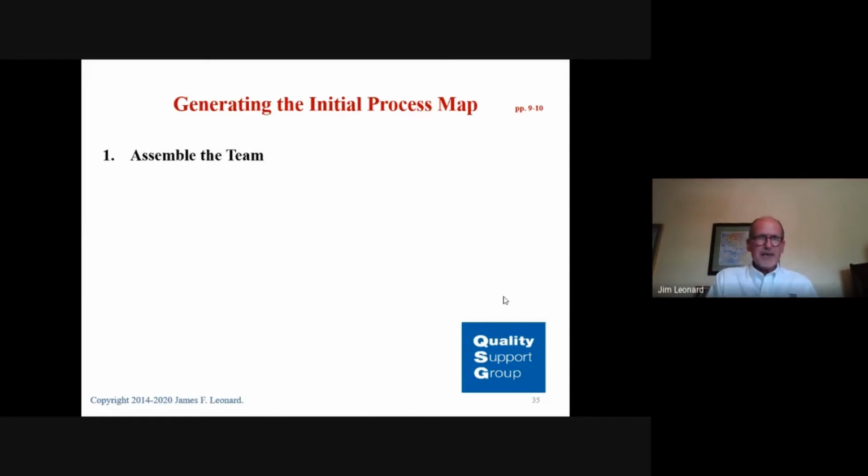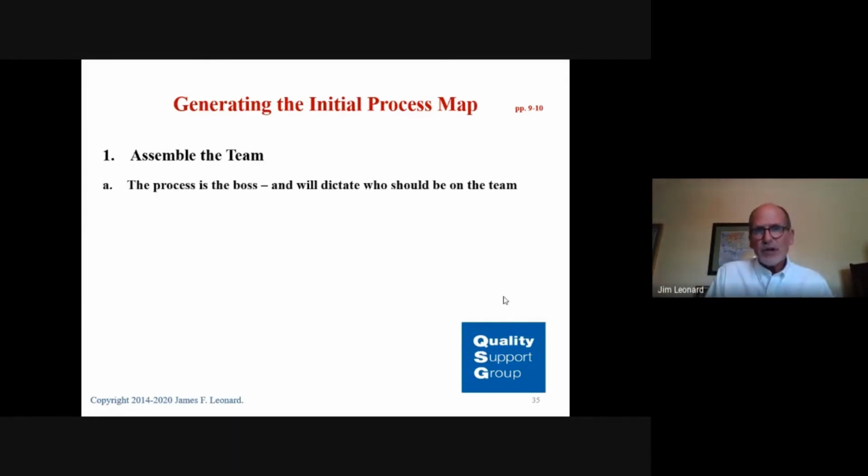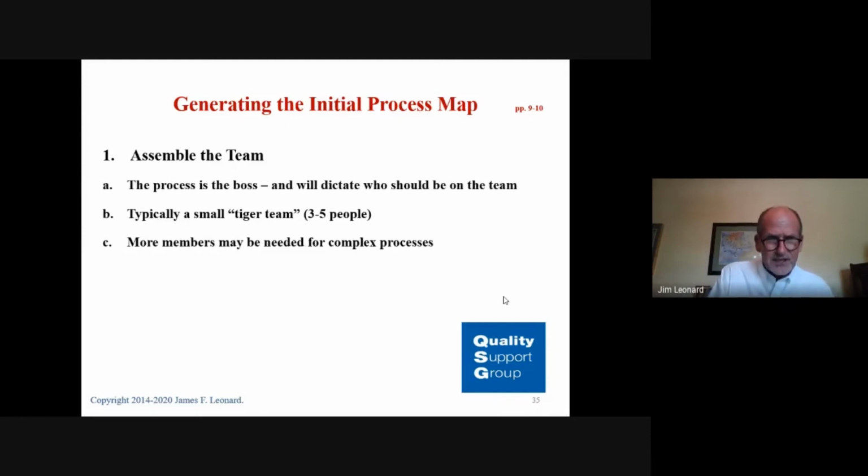First, we assemble the team. Who should be on the team? The process is the boss. The process will dictate who should be represented on that team. This is typically a small tiger team, although if I am in a broader process improvement project, maybe more complex processes, I'll need more members. We want to make sure we have good cross-functional representation with process people at the table together with supplier, internal supplier, and internal customer representation.